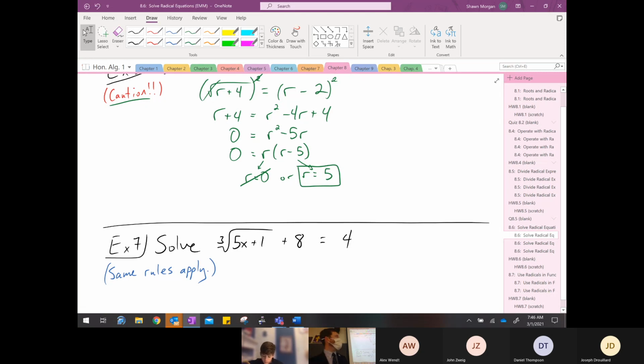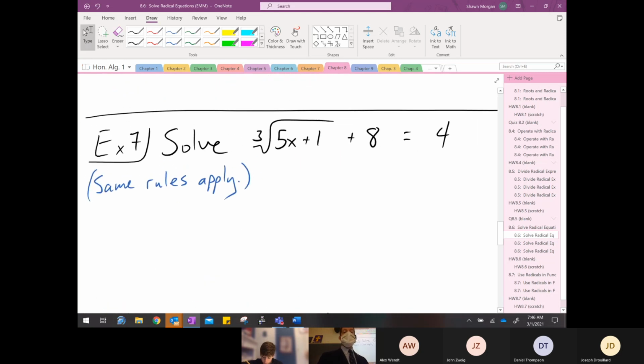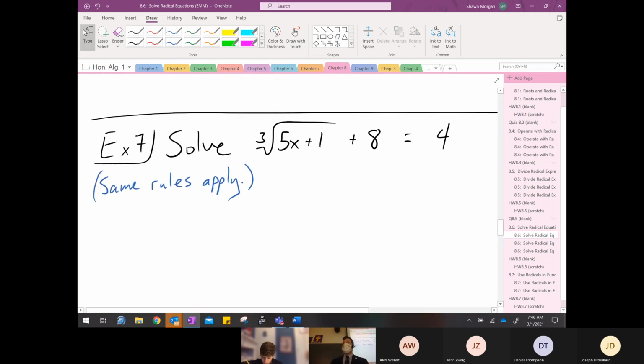Now, last example for today, and then I'm going to kick you guys on out of here, is when we're dealing with a radical that's not a square root. And I think James mentioned this earlier. What do I do to both sides once I isolate the radical? I raise it to the power of whatever the index is. In this case, the index being 3, I'm going to cube both sides. All right. So if I subtract 8, I got negative 4 equals cube root 5x plus 1.